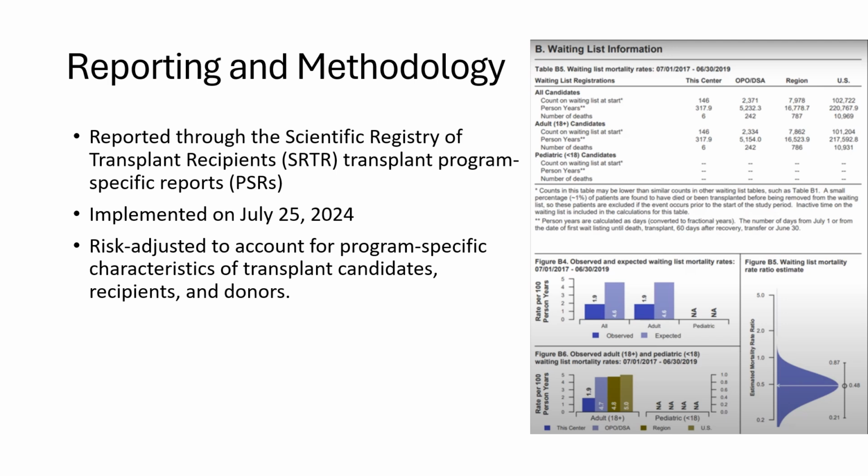In order to understand how the pre-transplant mortality rate ratio is used in transplant program performance reviews, it is first important to understand how it is reported and the methodology behind its calculation. The pre-transplant mortality rate ratio is reported through the Scientific Registry of Transplant Recipients, which is the SRTR, Transplant Program Specific Reports. This metric was officially implemented on July 25, 2024, and it is risk adjusted to account for program-specific characteristics of transplant candidates, recipients, and donors.